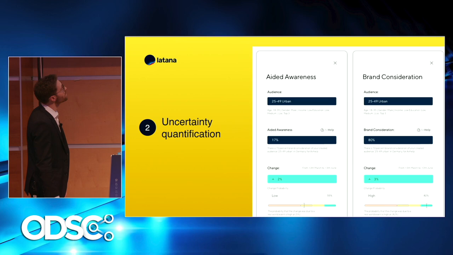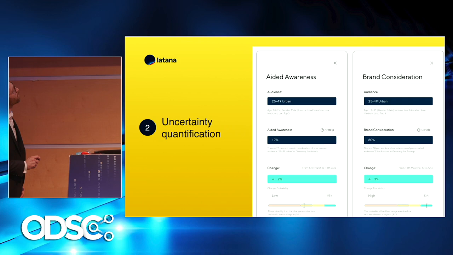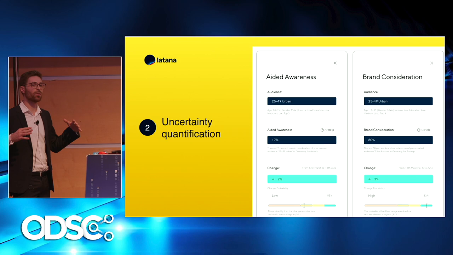So how did this look in the product? Again, you have a brand metric like aided awareness of 25 to 49 year old urban people. That's the whole composition of this niche audience group, and it's the client AirHelp, 17% brand awareness. Then from March to June, they had a jump of 2%, but it's actually not really likely. There's a lot of uncertainty in those two distributions, so they're quite overlapping.